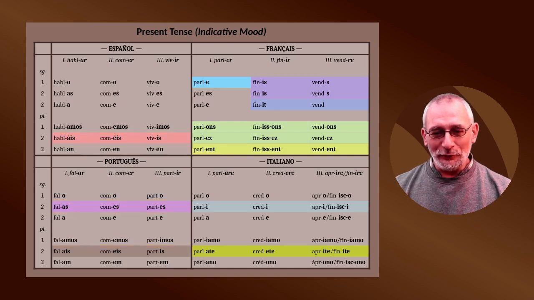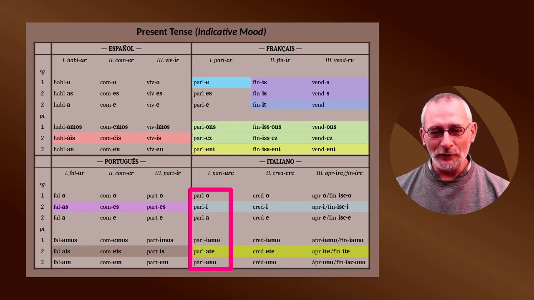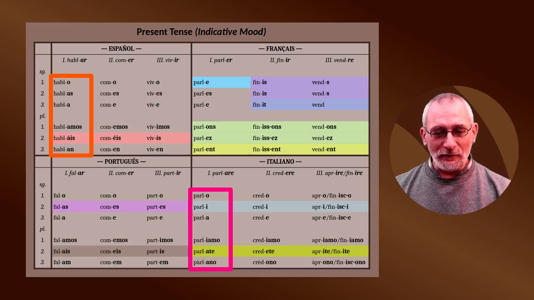Let's go to Italian, which also has similar forms. So the first group of verbs in Italian is conjugated as follows. Parlo, parli, parla, parliamo, parlate, parlano. Let's compare it with Spanish. As we can see, the first and third person singular have the same endings, the same suffixes. The first and third person plural, we can see similarity with Spanish and Portuguese, with some slight difference.